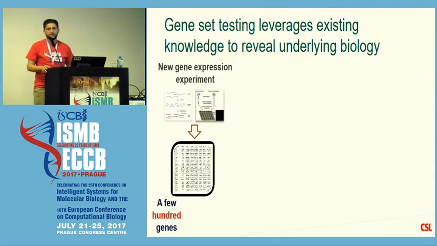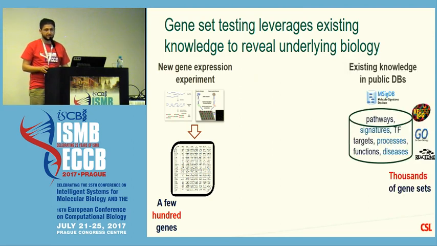As we know, when we perform RNA-seq or microarray experiments, we usually end up with a few hundred genes after differential expression analysis, if we are lucky. If you work with cell lines, you might end up with thousands. And we've been doing this for probably the last 3 decades. So we have large databases of pathways, signatures, transcription factor targets, processes, biological functions, and diseases. These databases are growing exponentially every year.